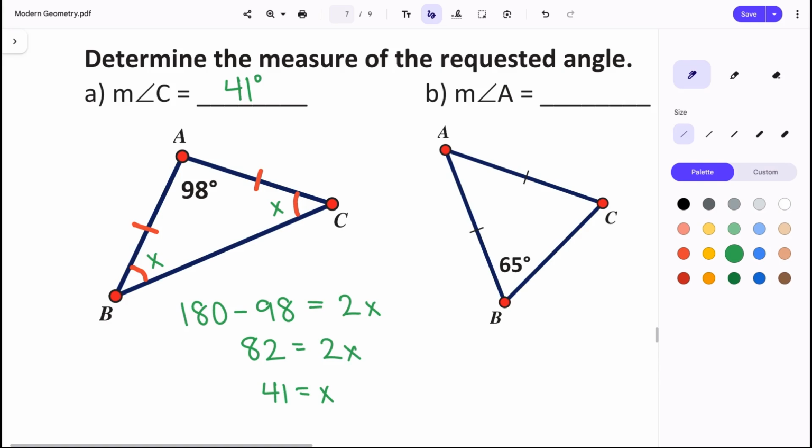Okay. Is there another way we could have solved that? Keegan, what'd you do? So 180 minus 98 and then just divide it by 2. That would work too. You still get 41 there.